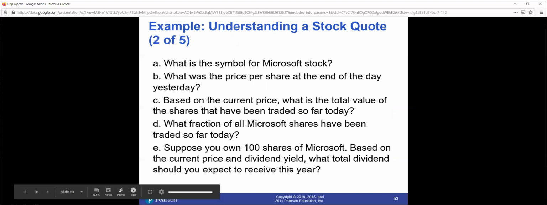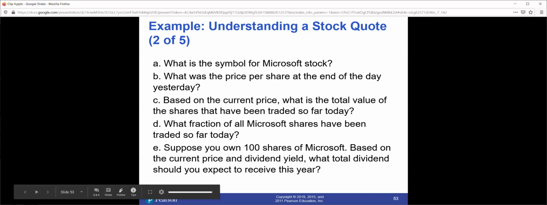So first of all, I want you to look up and tell me the symbol for Microsoft stock. Then I want to know what was the price per share at the end of the day yesterday. And again, we are in the middle of a COVID-19 pandemic, so that number may not be too impressive as of recording this video, but in future watchings, these numbers always change.